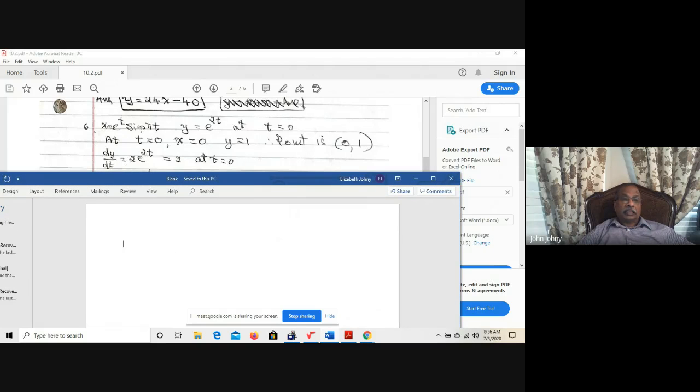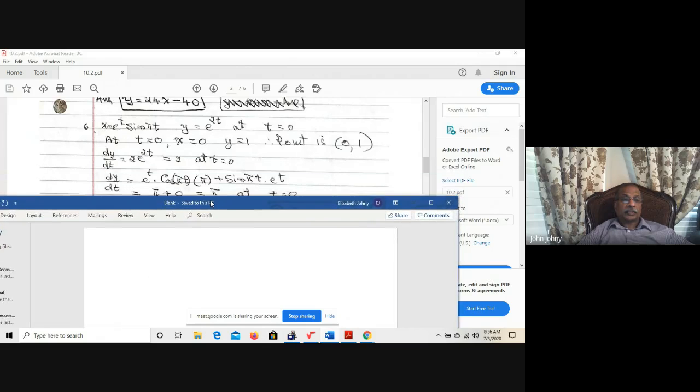dy/dt is equal to 2e^(2t). And now replace t by 0, so that is 2e^0, which is equal to 2. dx/dt, again I wrote dy/dt. This must be dx/dt.